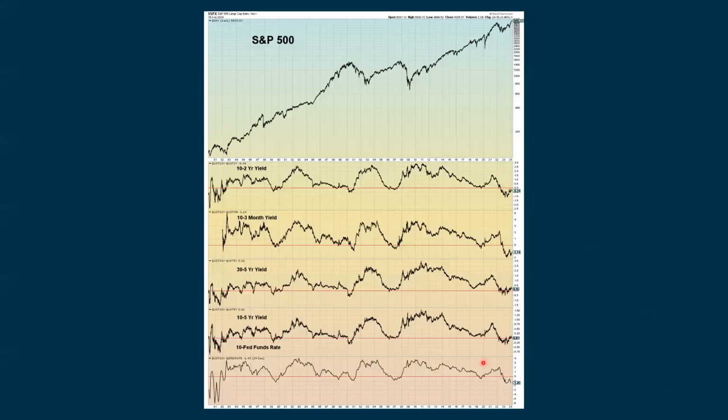Then here's the yield curves. I plot a bunch of them on this chart, but the ones that the market really pays attention to is the 10 to the 2-year and the 10 to the 3-month. We're still inverted with both of these. It's been a couple of years with the 10 to the 2 and about a year and a half, I believe, with the 10 to the 3-month. We're just waiting to see if that's ever going to change.